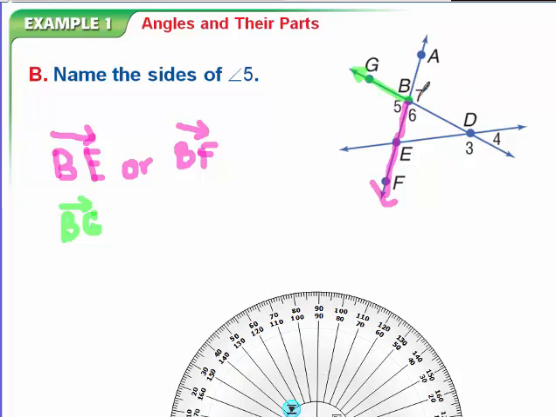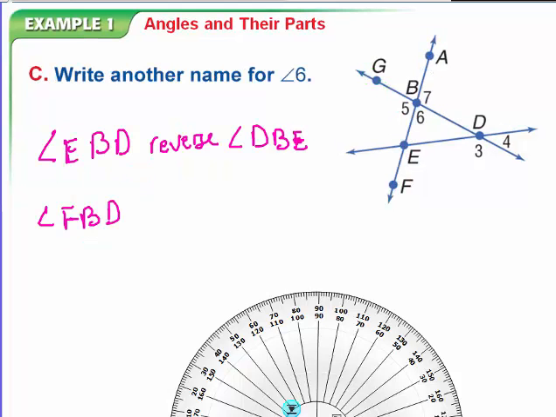They want to know the sides of angle 5. So here's angle 5, okay, right here. In pink, I have BE or BF. Make sure you start with the vertex point, the start point that doesn't have the arrow going through it, and then have the other letter no matter which way it's pointing. So these both have to start with B as you're going through it, okay? So BE or BF would be fine for the pink part. For the green part here, I could have BG. So make sure you name both sides when it asks you to name the sides.